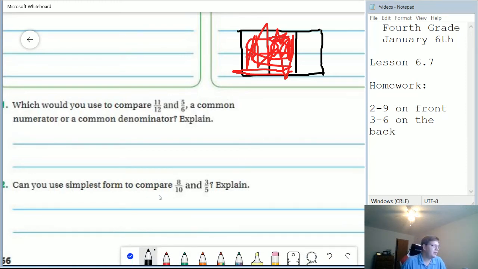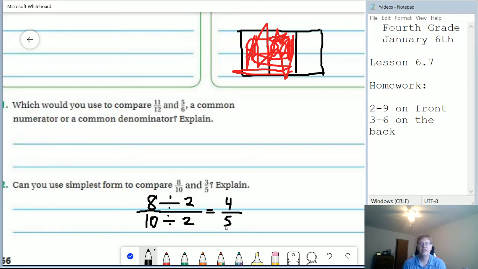So what I would be able to do, let's go ahead and just write it in like this. I could go ahead and divide by 2. And so if I did that, my equivalent fraction that would be in simplest form, so the smallest number on the top and bottom that we can get, would be 4 parts. So 8 divided by 2 would give us 4 over 5. And so now I would be able to do my comparison. 4/5 would end up being larger than 3/5.